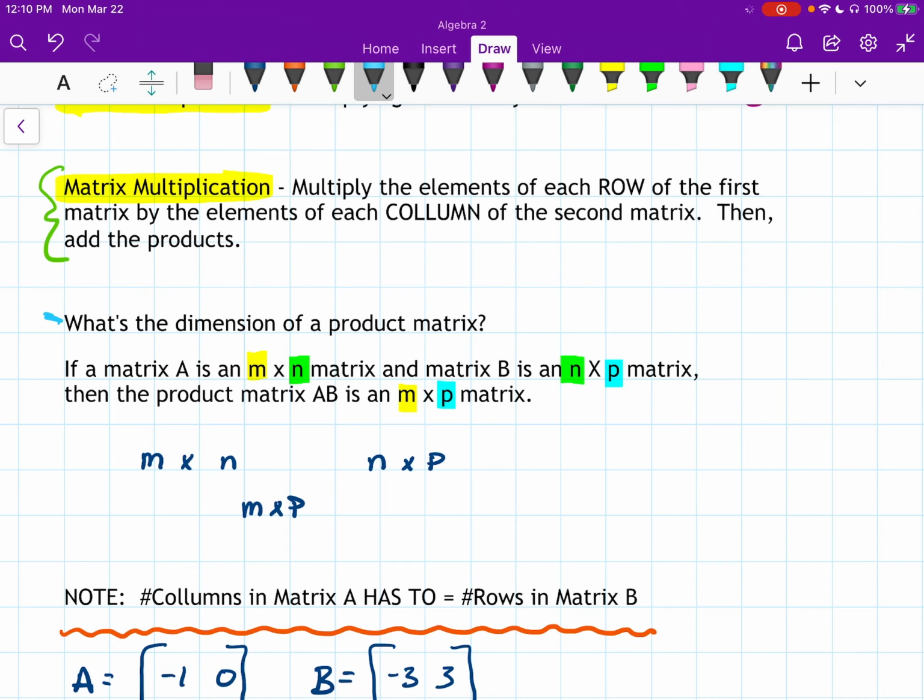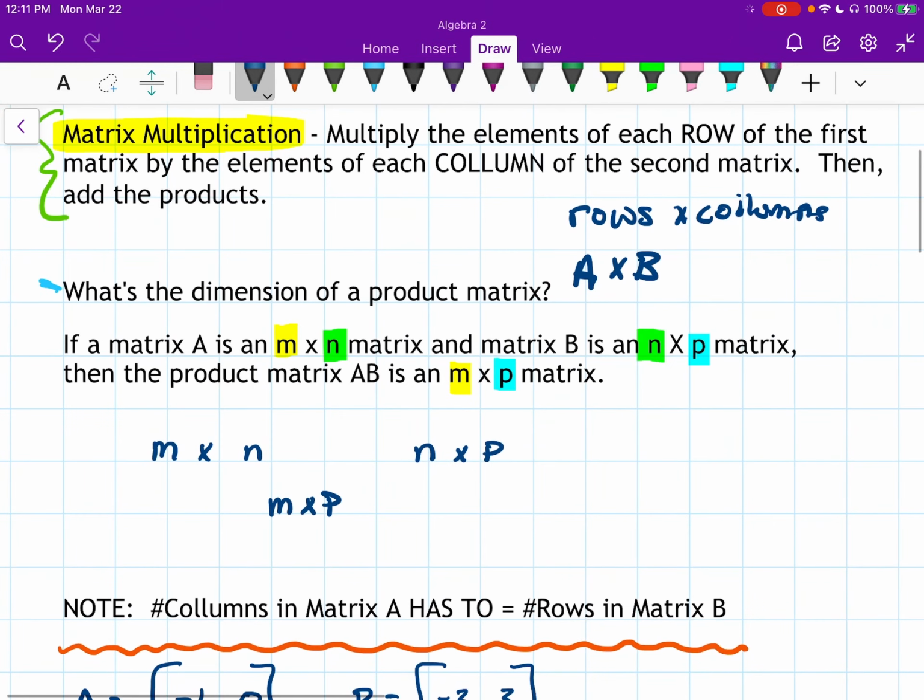What is the dimension of a product matrix? If we have A times B, what is the dimension of the product going to be? Well, starting off, if we say that matrix A is an M by N matrix, remember we have rows by columns, and matrix B is an N by P matrix, then the product matrix AB is an M by P.